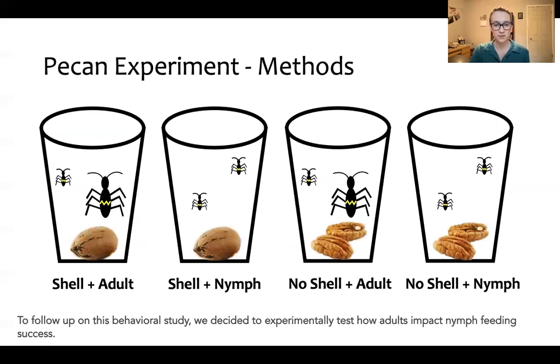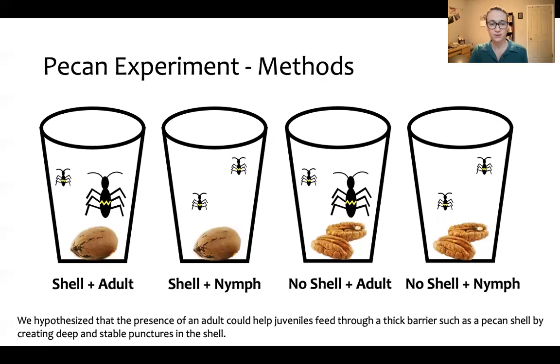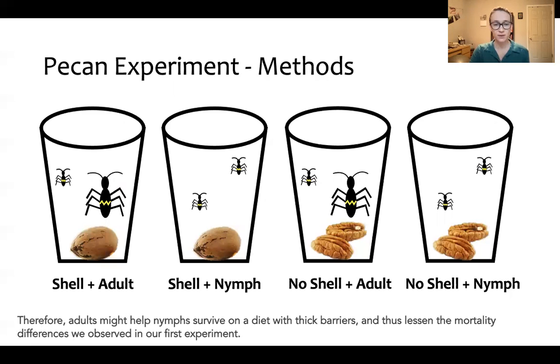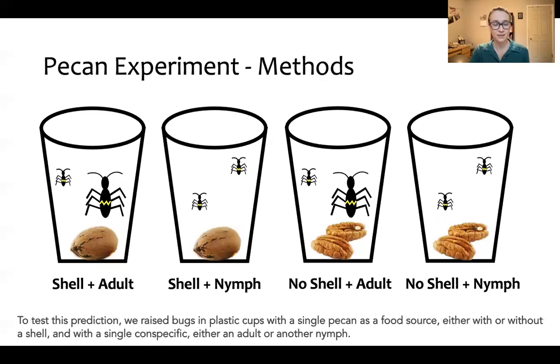To follow up on this behavioral study, we decided to experimentally test how adults impact nymph feeding success. We hypothesized that the presence of an adult could help juveniles feed through a thick barrier such as a pecan shell by creating deep and stable punctures in the shell. Therefore, adults might help nymphs survive on a diet with thick barriers and thus lessen the mortality differences we observed in our first experiment. To test this prediction, we raised bugs in plastic cups with a single pecan as a food source, either with or without a shell, and with a single conspecific, either an adult or another nymph.